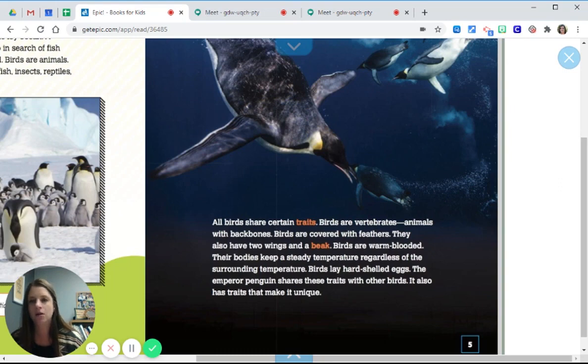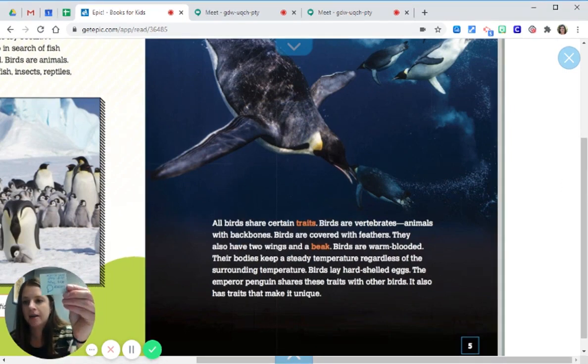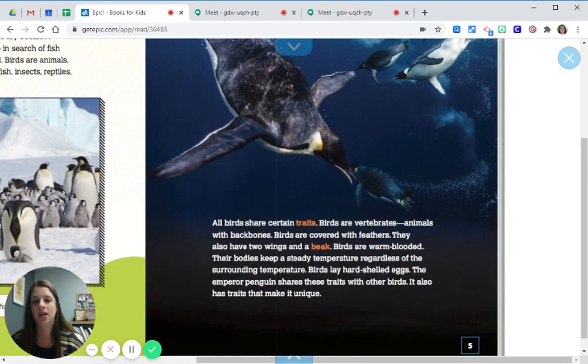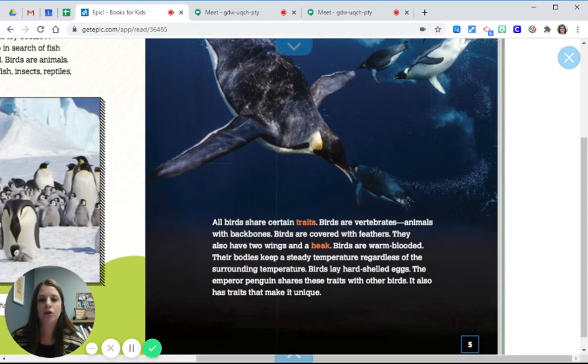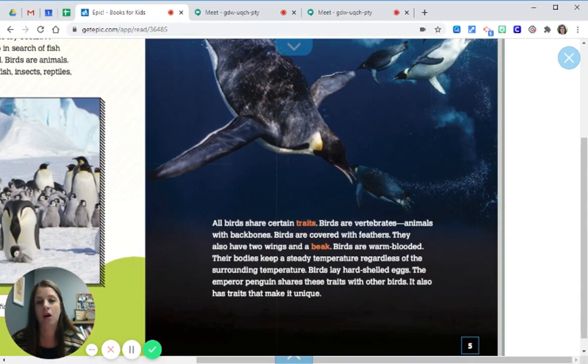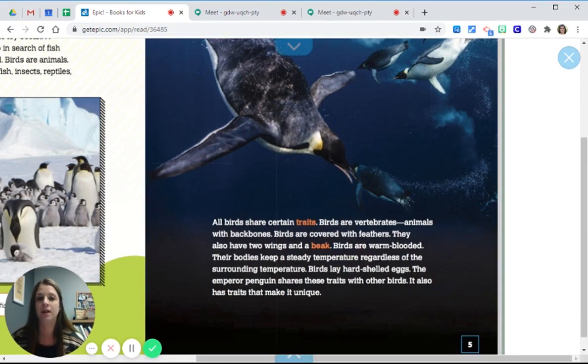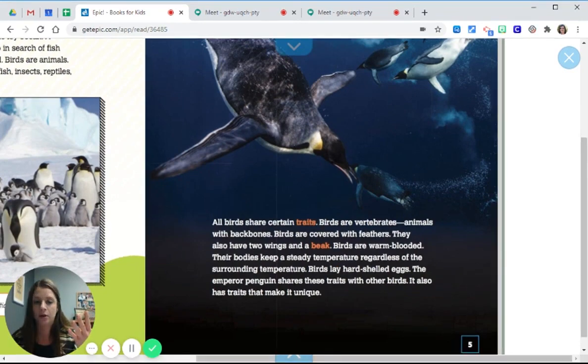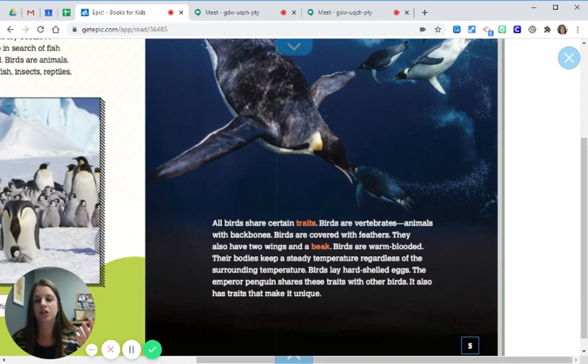So I'm going to start with saying back the information that I just read. Okay, so the author started off by teaching us that all birds share certain traits. So when I think about traits, I'm thinking about characteristics, maybe features of their body or the way that their body moves. And so they talk about all birds are vertebrates. They all have backbones. All birds are covered with feathers. All birds have 2 wings, and all birds have a beak. Okay, so right now they're teaching us that all birds have these certain traits.